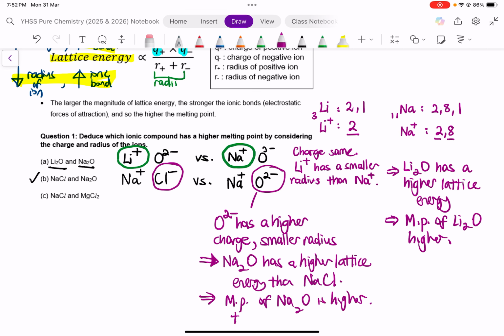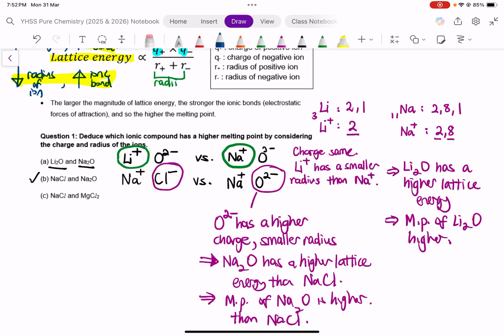So sodium oxide should have stronger ionic bonds and therefore require more energy to overcome these strong electrostatic forces of attraction in sodium oxide. Therefore, sodium oxide should have a higher melting point than sodium chloride. Alright? Now, I will leave part C for you to think about the difference between magnesium chloride and sodium chloride.